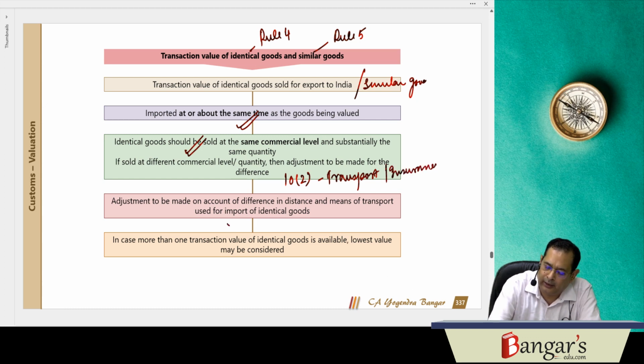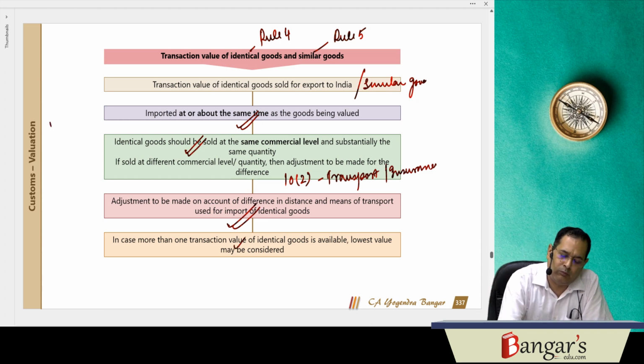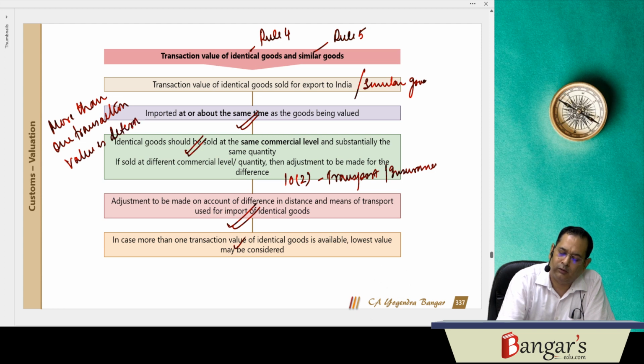charges. And in case on account of such adjustments more than one transaction value is determined, then what will you take? The lowest value is taken.